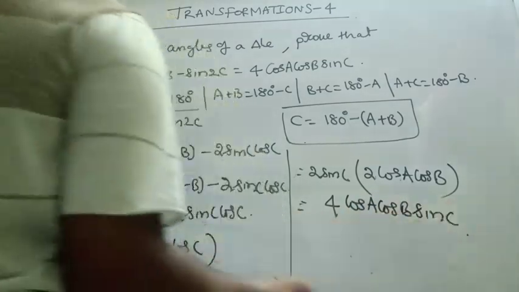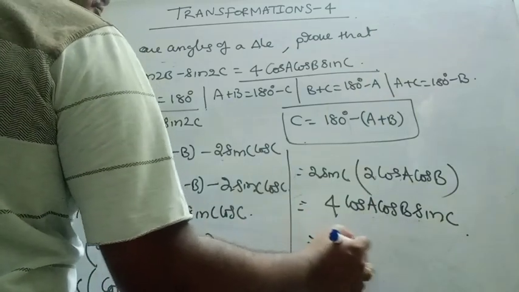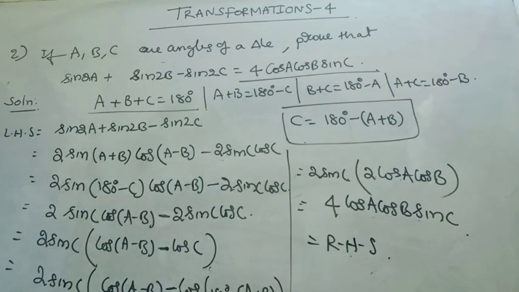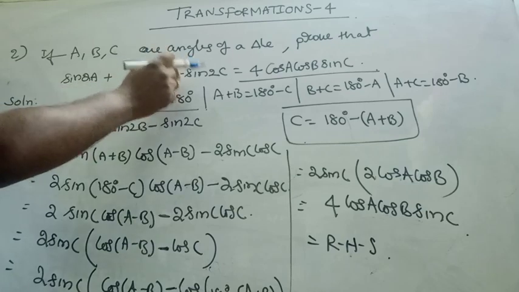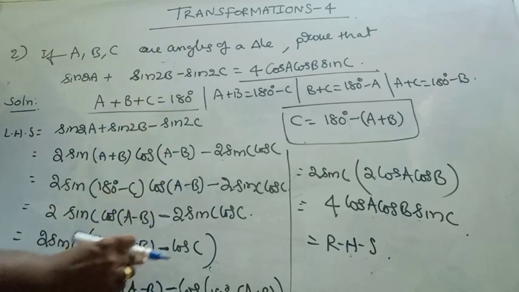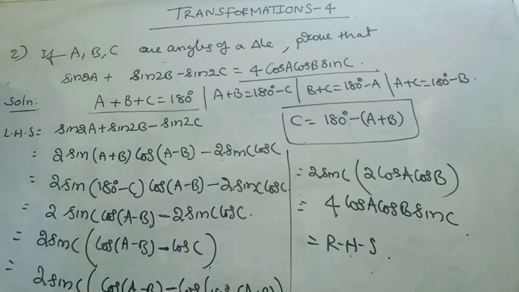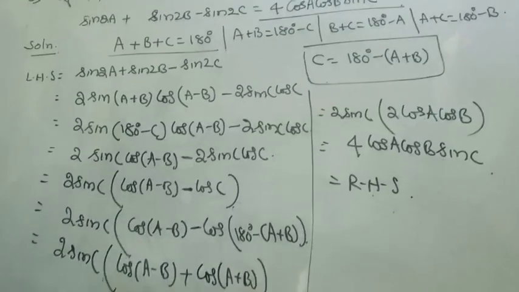Such a beautiful way we have got. See, this is the right hand side part we require to prove. For the first problem, the only change is the minus here. That minus is reflected in every step. According to that, we have got here minus cos C and minus cos of 180 degrees minus A plus B. Right? Okay, my dear students, this is what we have got here.